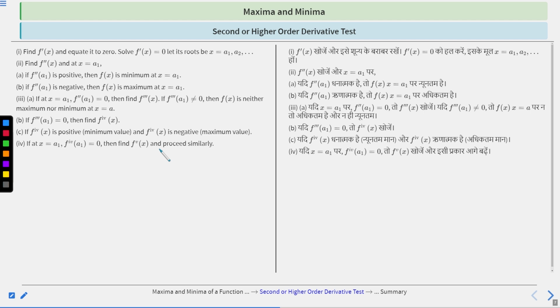The last thing that we discussed was the first order derivative test. This one is the second or higher order derivative test. Okay, got it?